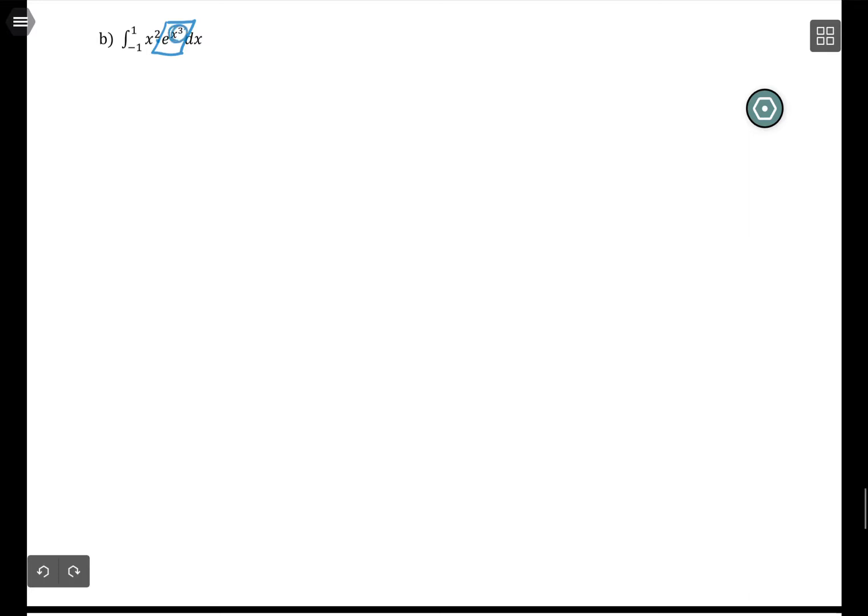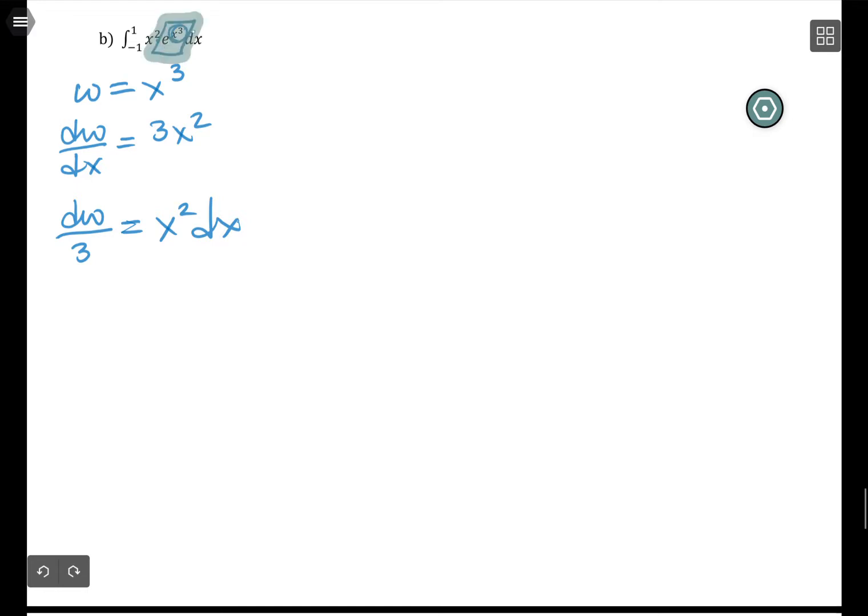So I would say x cubed is getting plugged into the exponential function, which means I want my w to be x cubed, and my dw dx would then be 3x squared, and I'm going to move the 3 over. dw over 3 is equal to x squared dx. Okay, so erasing, my x squared dx is going to become my dw, and I do have an over 3. I'm just going to move that out in front.